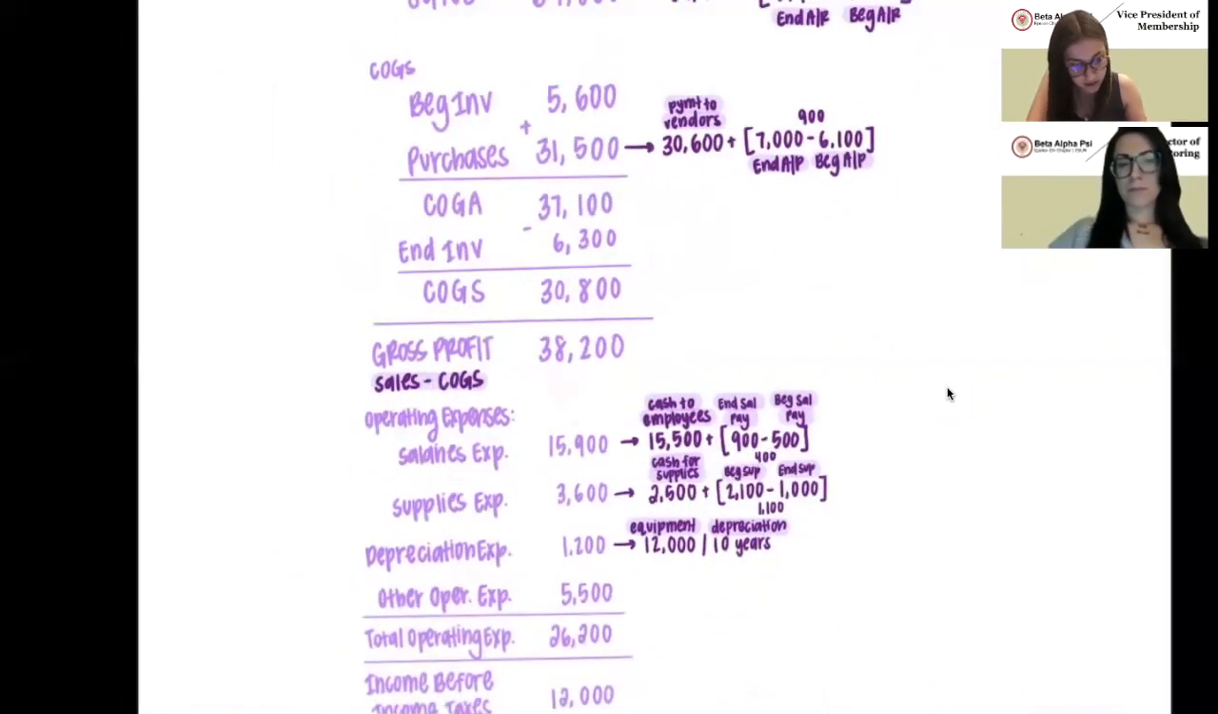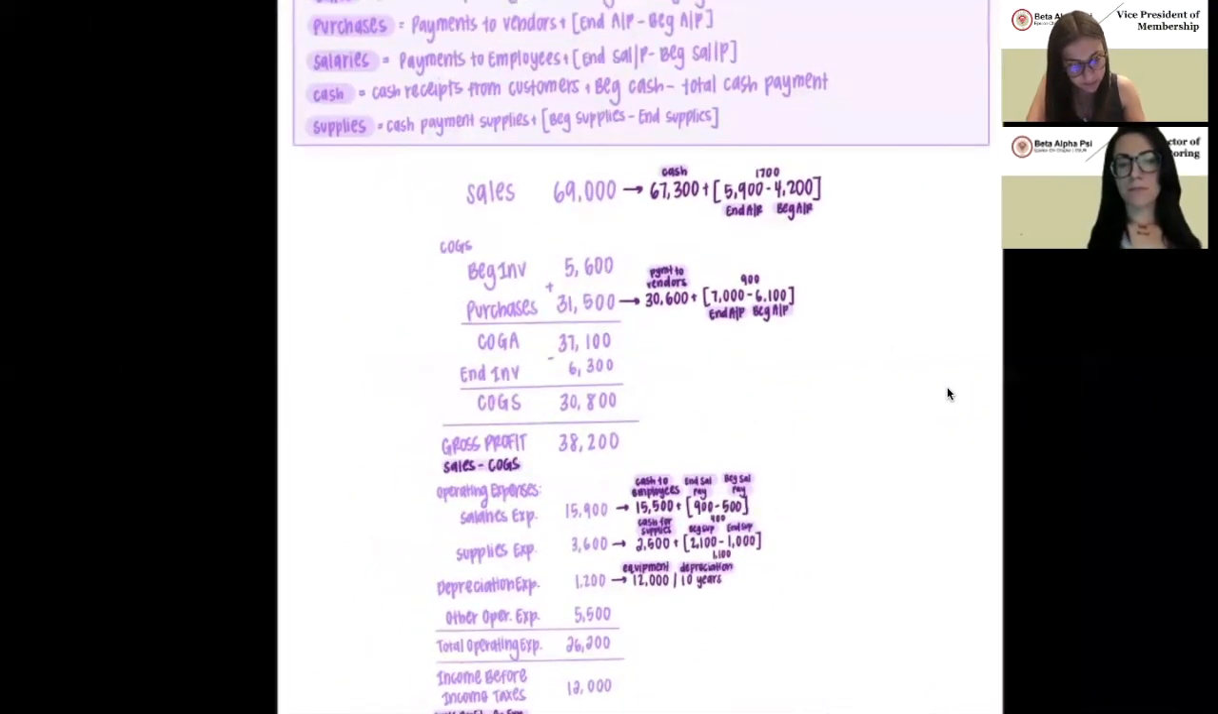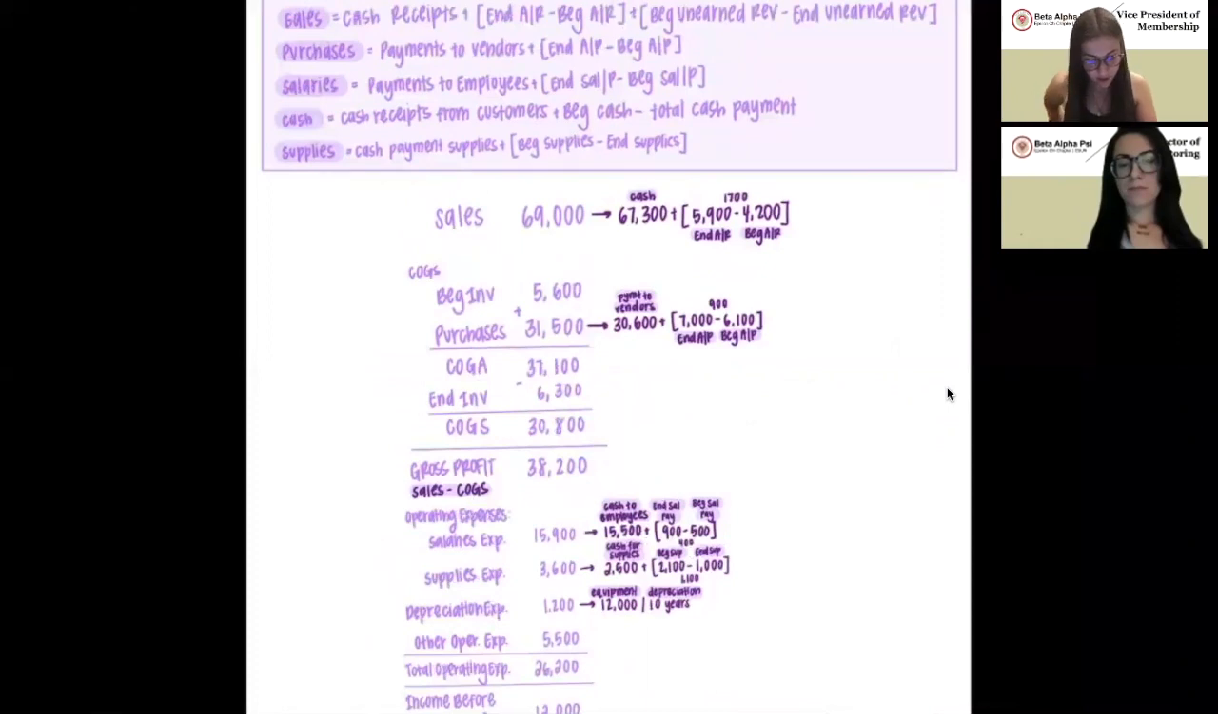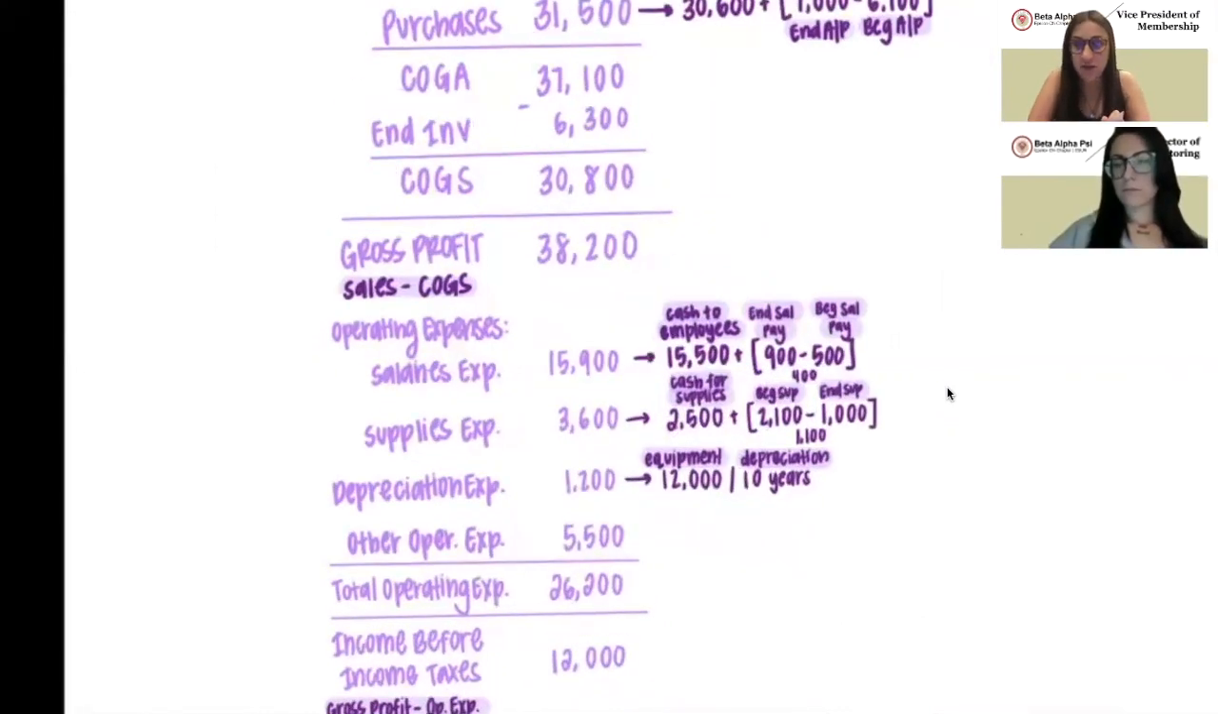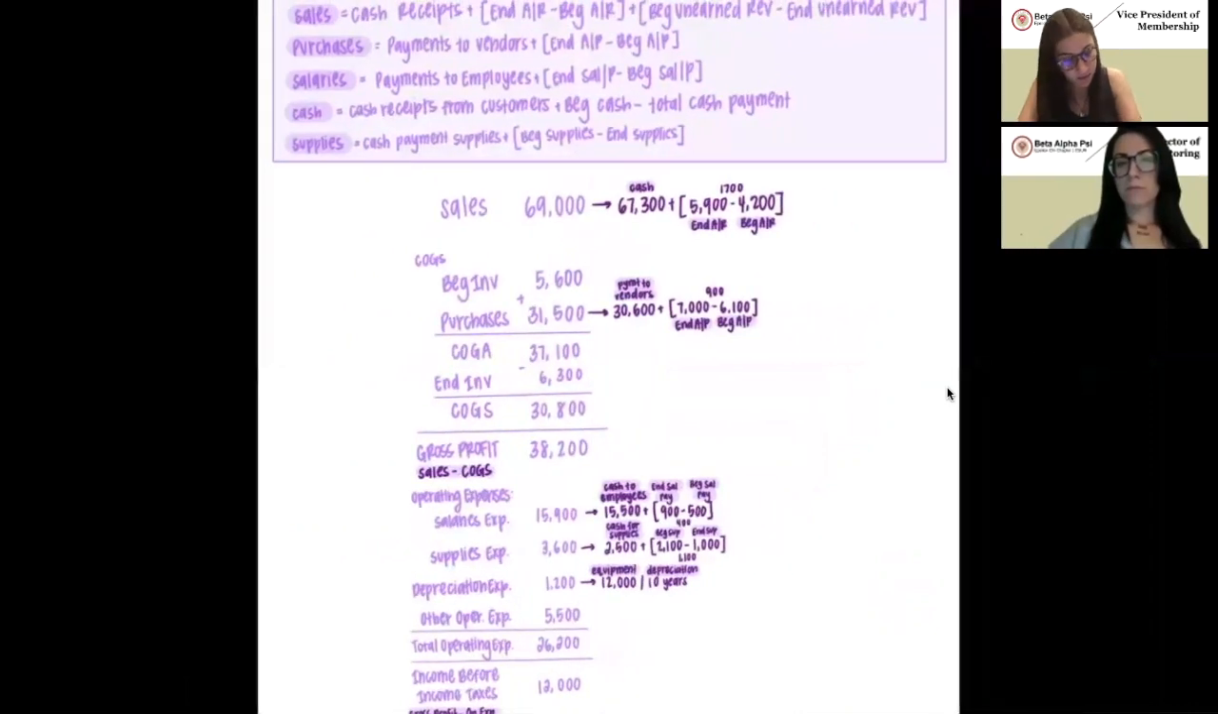All right, moving on to our operating expenses. So for salaries, let's start with salaries. On a cash basis, we're only going to report what we paid cash to our employees. But on an accrual basis, we also have to take into account how much our salaries payable has increased during the year. So that's going to be our ending salaries payable minus our beginning salaries payable. And here there's a formula for it right here. Payments to employees plus our ending minus our beginning salaries payable.